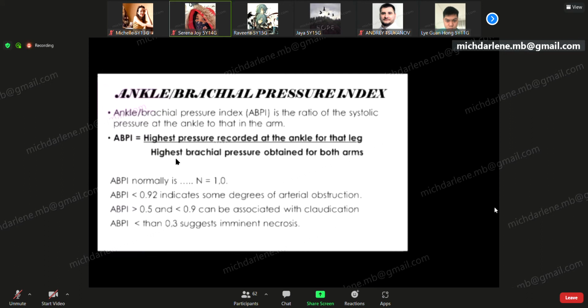And normally it is 1, if not, more. 0.5 to 0.9 can be associated with claudication. When it is not more than 0.3, it suggests imminent necrosis.